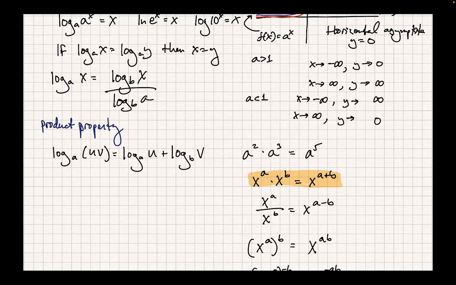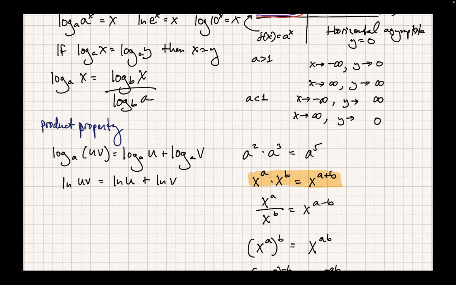And can we write this in natural logs and log base 10? Baron, can you give me the natural log for this version? You wrote the wrong base for the second log. It's log base A, not log base B. Natural log of UV equals natural log of U plus natural log of V.